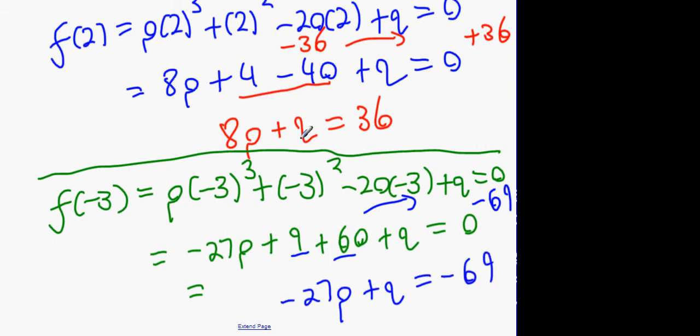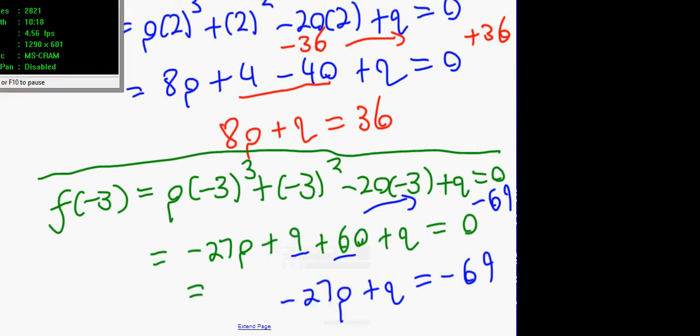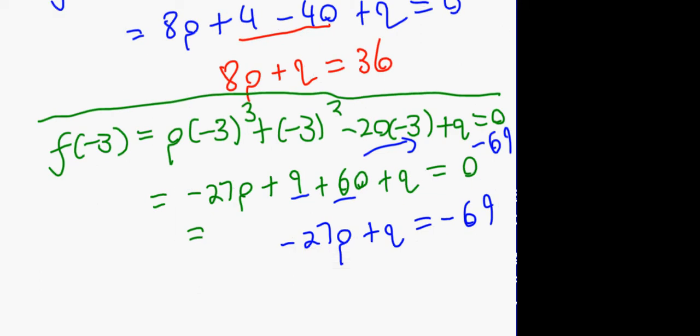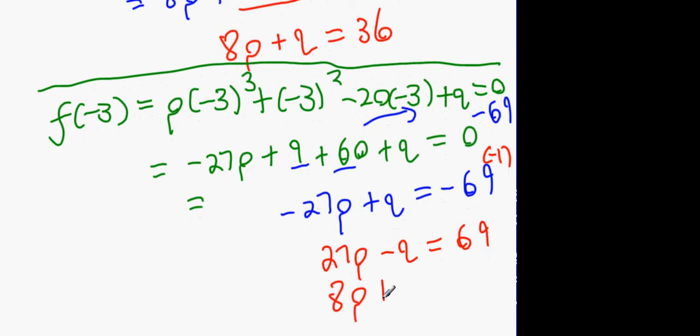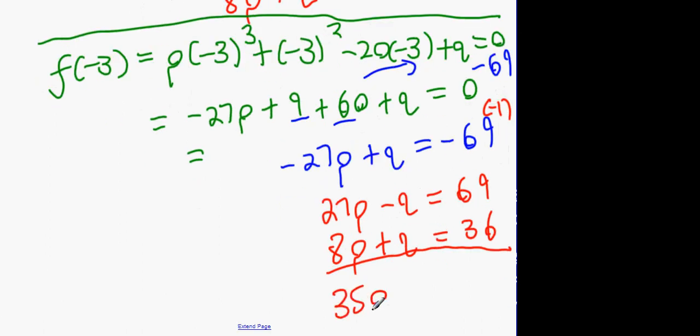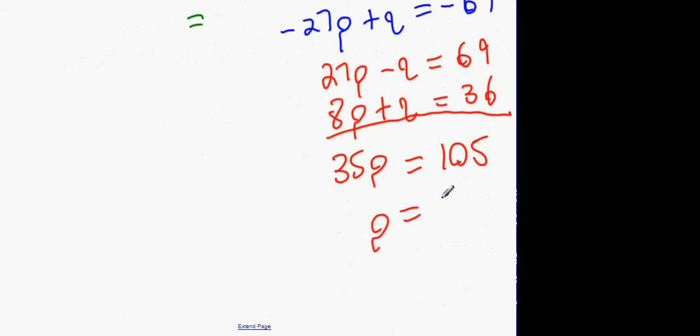I'm currently looking up at the other one that has a plus q in it. Because it has a plus q, I'm going to now multiply by minus 1 to get me a minus. Okay, write out your simultaneous equation, but before I write it out, I'm going to multiply both of these by minus 1. So I'm going to get 27p minus q equals plus 69. Then I'm going to put the other one underneath it: 8p plus q equals 36. Now the numbers are looking good because it's going to be 35p equals 105, and that's a very convenient number because p will be equal to 3.